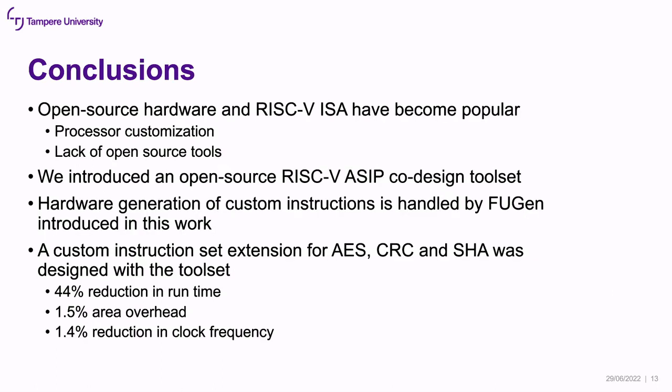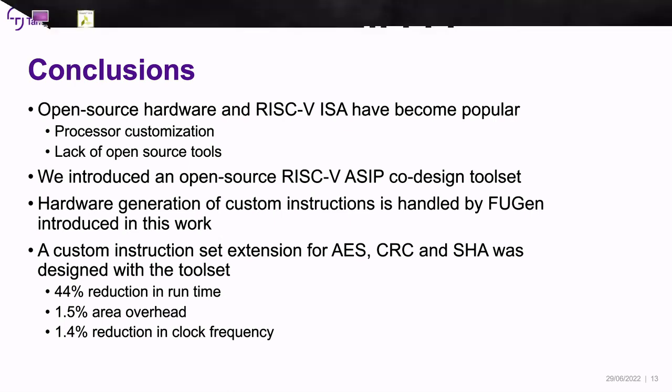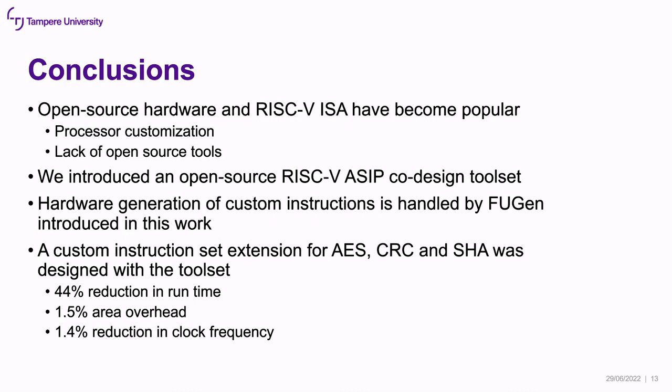In conclusion, open source hardware and the RISC-V instruction set architecture have become very popular in recent years. In addition, there is a demand for customized processors and a lack of open source tools for RISC-V customization. In this work, we introduce an open source RISC-V ASIP co-design toolset and a new hardware generation tool that generates function unit descriptions from operation descriptions.